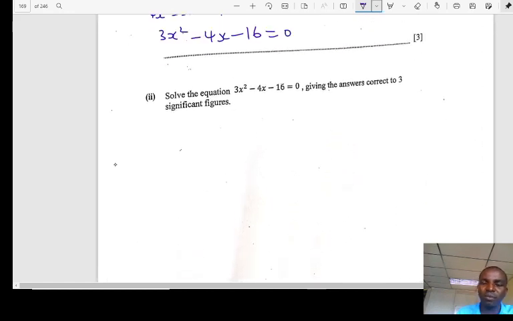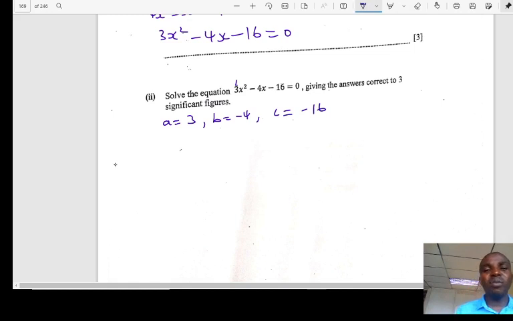Next, solve the equation, giving your answer correct to 3 significant figures. 5 marks. This one is actually the quadratic formula. So you have to list: a is equal to 3, b is equal to minus 4, and c is equal to minus 16. To avoid problems, just list the values.